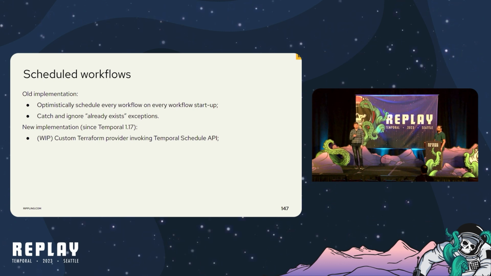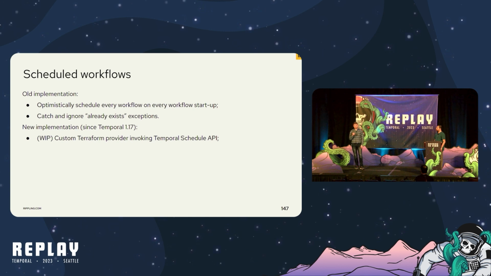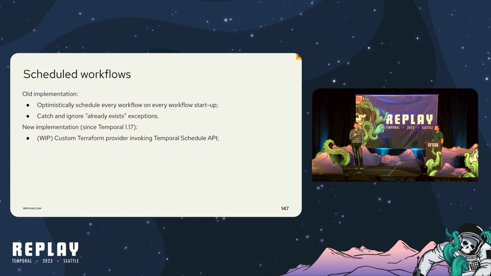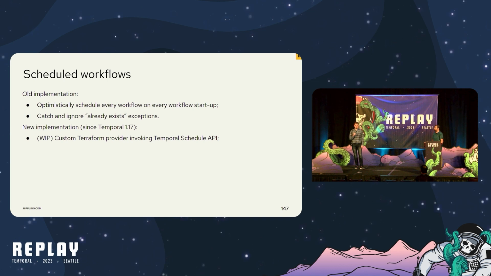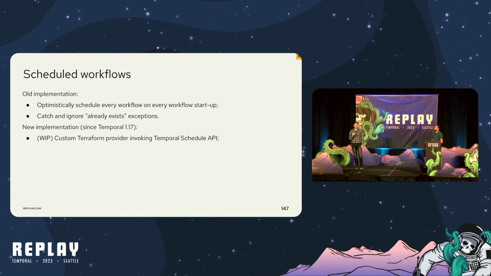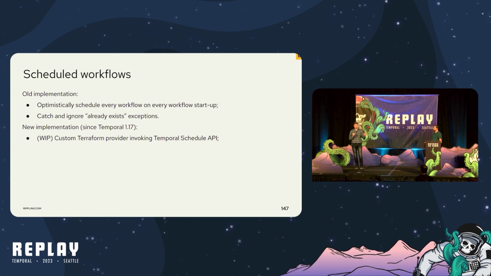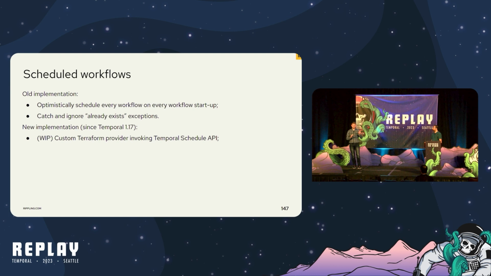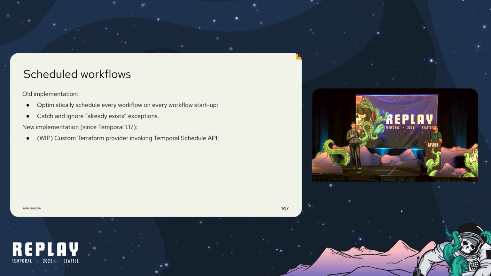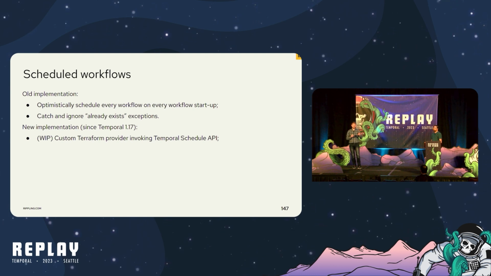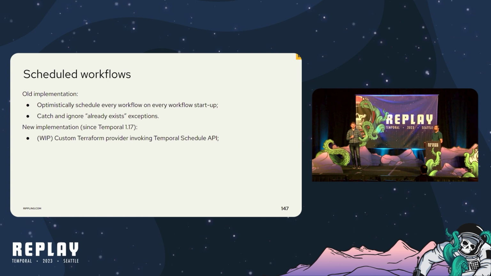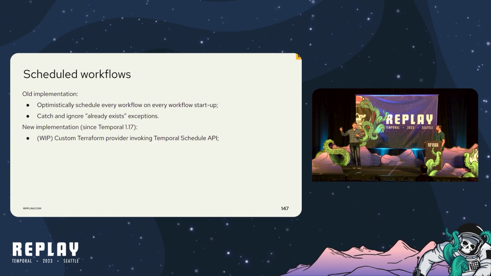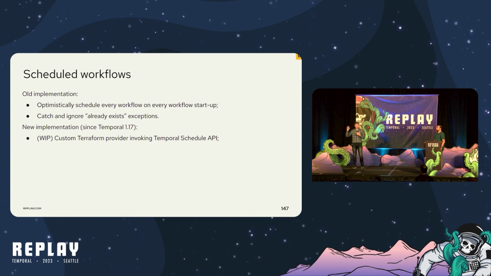Hopefully, in Temporal 1.17, a new Temporal schedule API was added, which we haven't had time to work with yet, sadly, but we already have plans for it. The idea is to provide a separate Terraform provider that would allow people to define a schedule for their workflow in Terraform, which would mean that when it's being provisioned, you have it registered in Temporal Cloud.